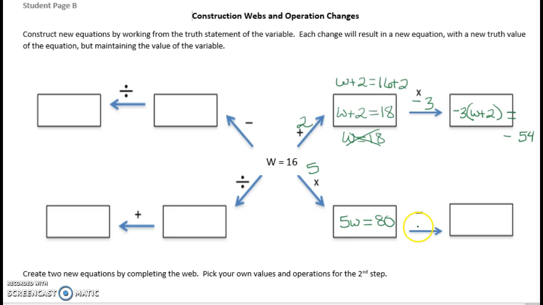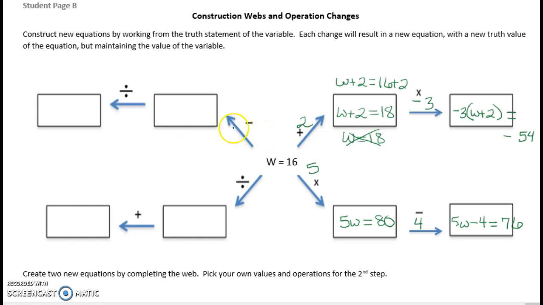Okay, so now if we pick another number, let's say 4, I want to now subtract 4. So my new constructed equation would be 5w minus 4 equals 80 minus 4, or 76. So we have a new equation comprised of a subtraction process and a multiplication process. We multiplied first, indicated here by the 5, and then we subtracted 4, which gave us this new equation that still maintains the truth value of w equals 16.